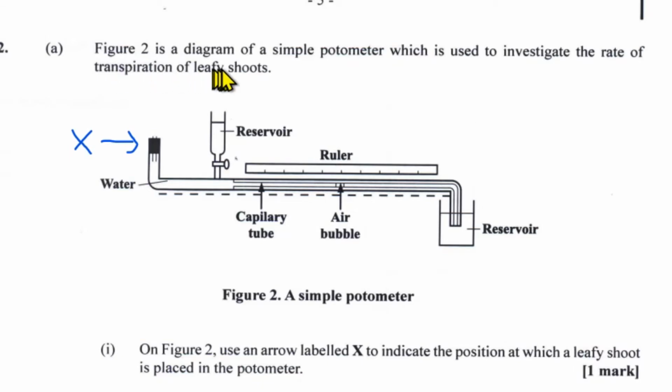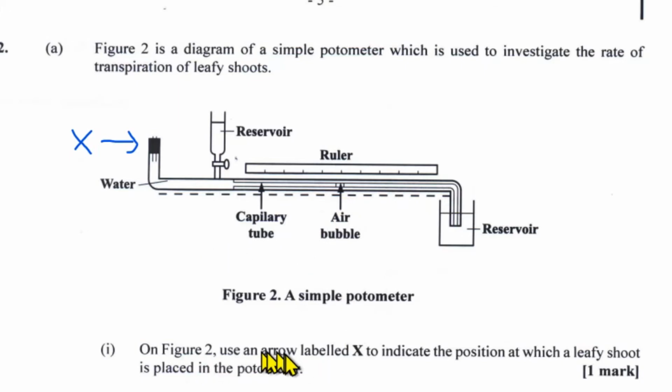Figure 2 is a diagram of a simple potometer, which is used to investigate the rate of transpiration of leafy shoots. And here we have a potometer. We have the capillary tube being dipped into a reservoir. Through capillary action, this is going to start taking up water. We have a ruler to measure the rate over time, and we have a little air bubble here that will move when water is taken up. That is used as the marker to measure the rate.